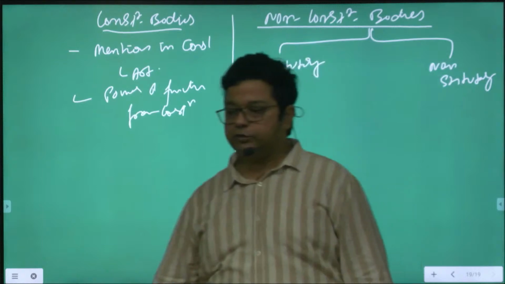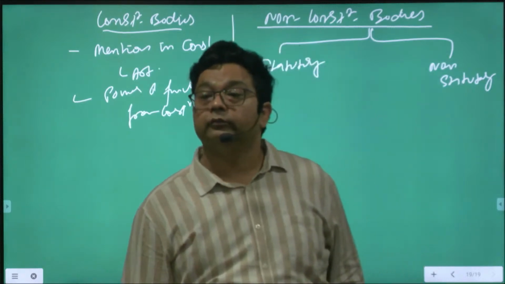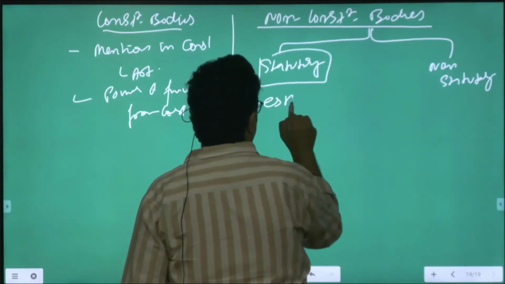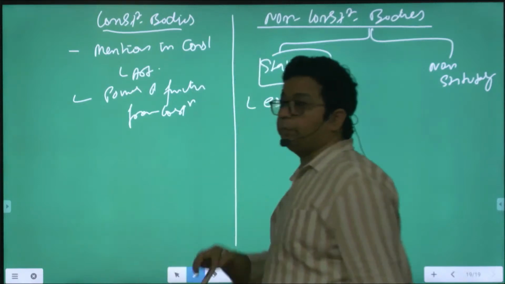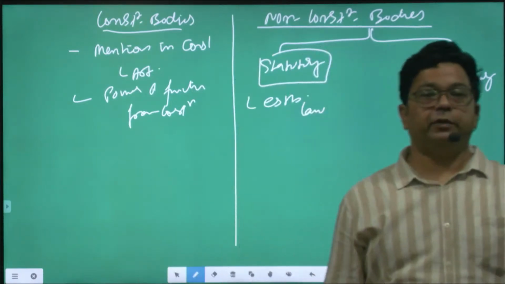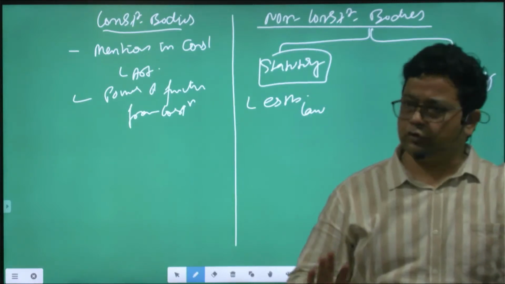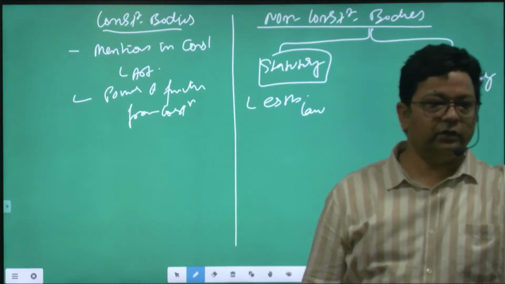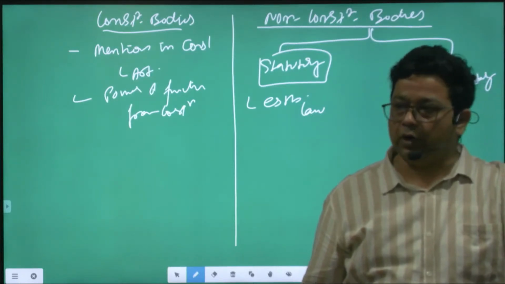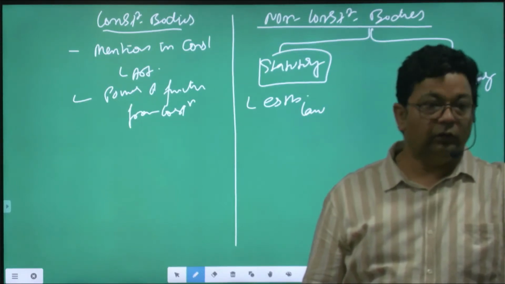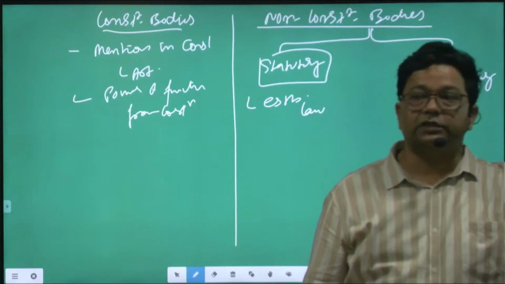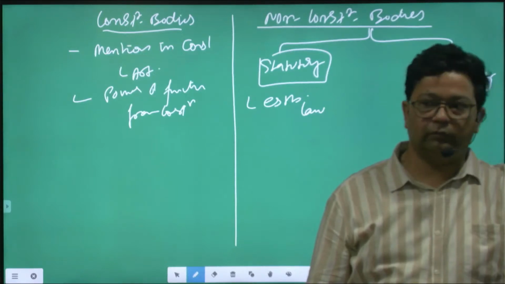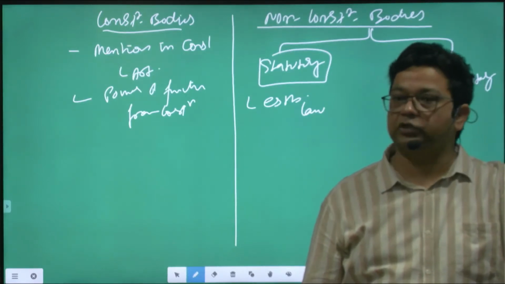Now, statutory body means what? Established by law. So the bodies which are established by law, right? It may be a parliamentary law or it may be a state law. So the bodies like NHRC, National Human Rights Commission, right? Like Lokayukta, Lok Adalat, Lokpal, CBI, RBI, SEBI, yes or no, Zonal Council.